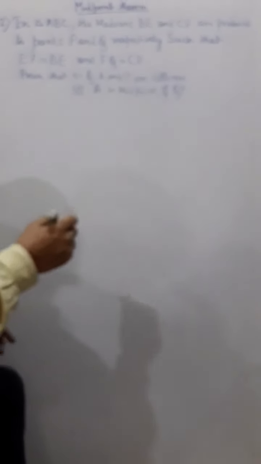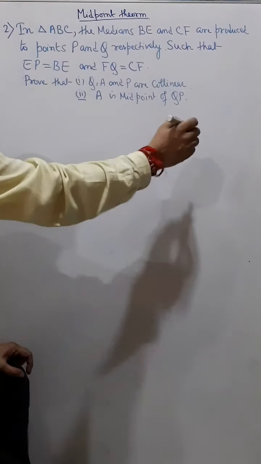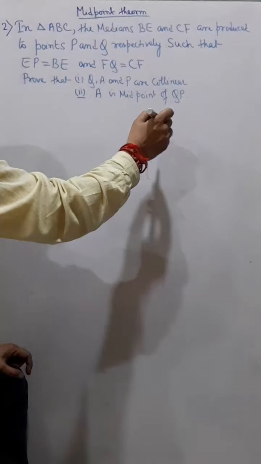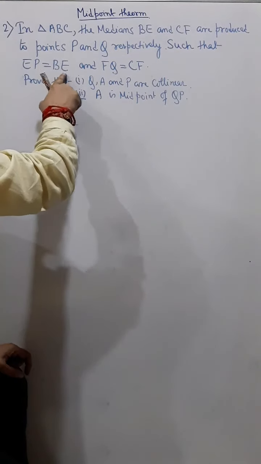Okay, now see in this sum, we are told in triangle ABC, the medians BE and CF are produced to meet points P and Q respectively, such that EP equals BE and FQ equals CF. Okay, first you try to understand the diagram.